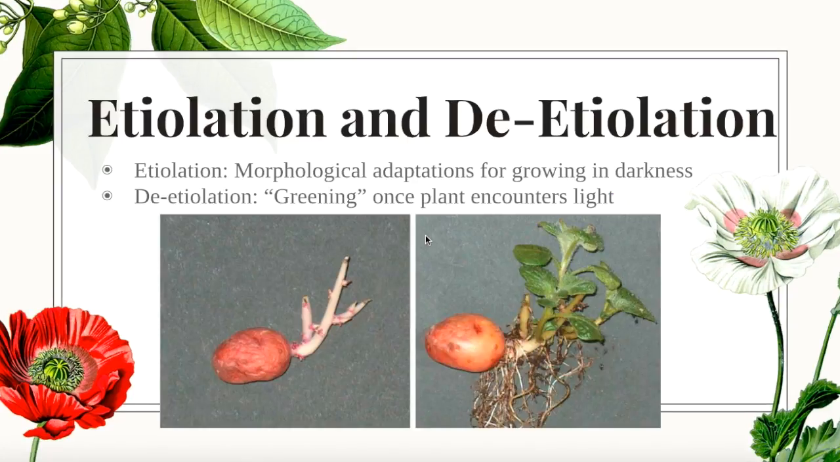Also, there is a process called etiolation and de-etiolation. Etiolation is a morphological adaptation for growing in darkness, and de-etiolation is greening once the plant encounters light. For example, a potato plant allocates as much energy as possible to elongate its stems, which enables shoots to break ground before nutrient reserves in the tuber are exhausted. This is an example of how plants' morphology and physiology are tuned to their surroundings by complex interactions between environmental and internal signals.